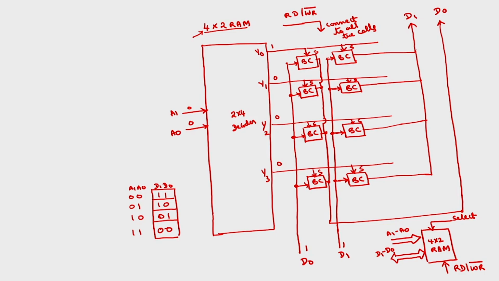And if you want to read, you can read from the output of each particular cell. Okay. This is how you can read and write the information into a 4×2 cell. This is about the random access memory.